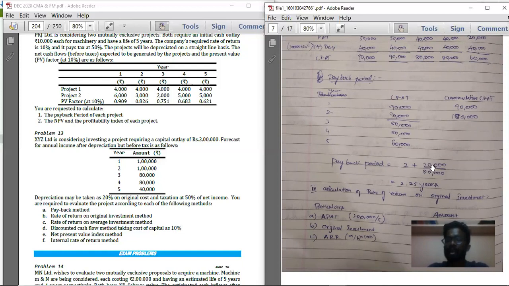Just simply remember it. If the payback period is coming between the second year and third year, then you should record the previous year, that is 2 years, plus the in-between year in which you are receiving. How to calculate that: what is the leftover investment? 2 lakh minus 1,80,000, 20,000 is the leftover investment, divided by the CFAT of the next year, that is third year. So 20,000 divided by 80,000, you are getting 0.25. So 2 plus 0.25, which is nothing but 2.25 years. So payback period is 2.25 years.